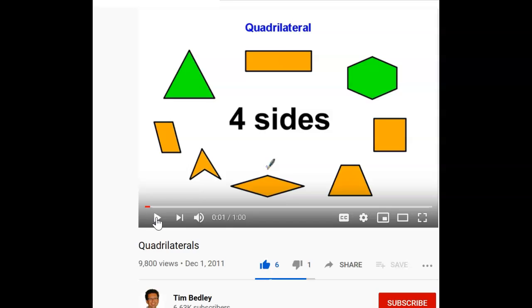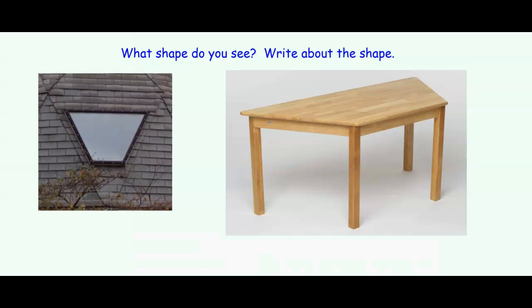All right, boys and girls, let's continue. Now I want you to look at these shapes that you see. Look at the shape of the window in this building. And look at the shape of the top of this table. What shape do you see? Can you tell me? That's right. You see a trapezoid.